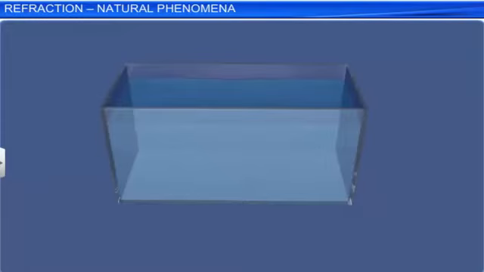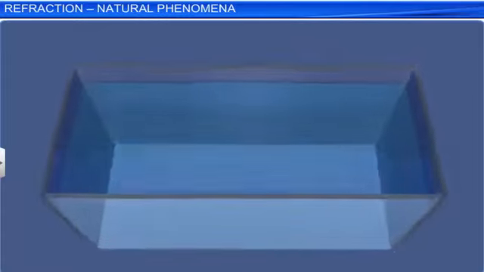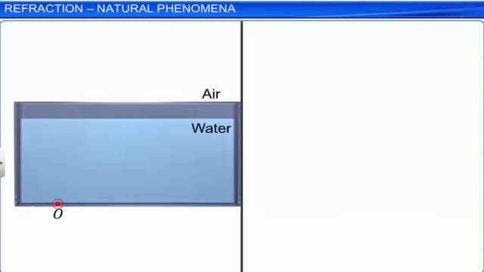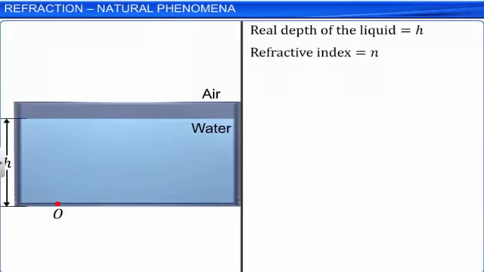Now, let us try to reason a common observation that the apparent depth of a transparent material like glass or water when viewed from above is less than the actual depth. Consider a point O at the bottom of a container filled to a depth of h with a liquid of refractive index n. Let OA be a light ray that strikes the liquid-air interface normally and hence travels without any deviation.